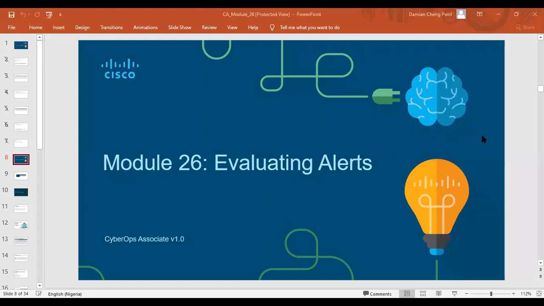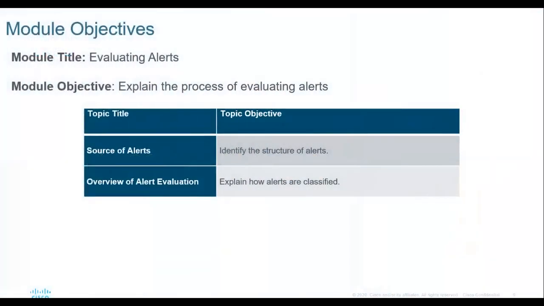Today we're going to look at Module 26, which talks about evaluating alerts. So we begin. Let's look at the module objectives. The module title is Evaluating Alerts. Module objective: this is to explain the process of evaluating alerts.